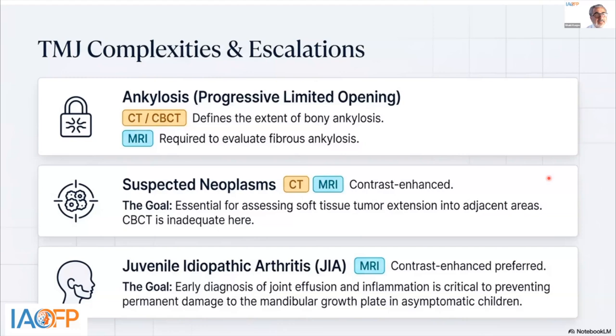I know that in the past few years, the name changed from juvenile rheumatoid arthritis to juvenile idiopathic arthritis. So if we find some fluid, early effusion in the joints or in the bone marrow, that really confirms rheumatoid arthritis in the children. So overall, imaging should always be tailored to the suspected pathology and the tissue involved.